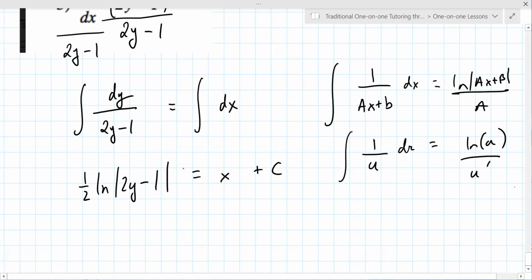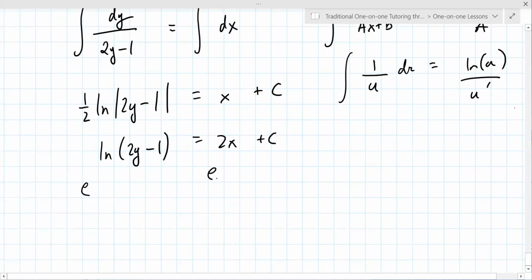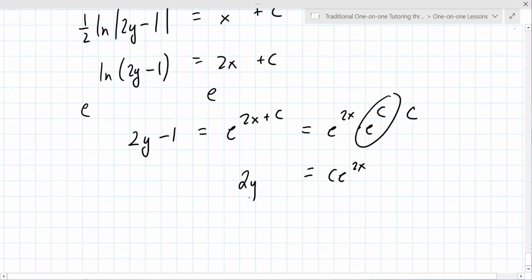Do you want us to solve this for y, or is it okay? Okay. So you multiply both sides by 2. So you get 2x plus c. You undo ln with e on both sides. So you get 2y minus 1 equals e to the 2x plus c. But the way this is generally written is e to the 2x times e to the c, and then this part becomes c. So it's really c e to the 2x. You'll see that quite commonly on these types of tests.